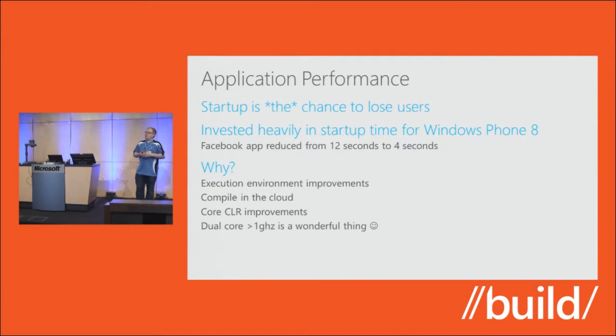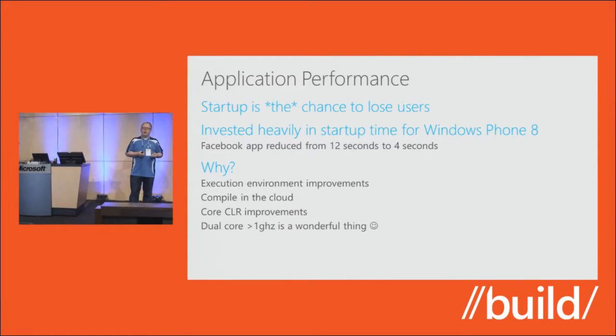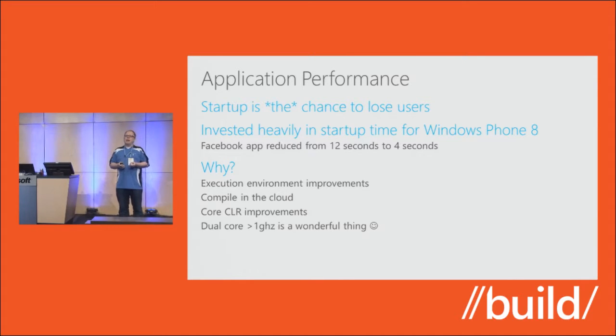We have something called Compile in the Cloud. I'll go into this in a little while. But Compile in the Cloud really enables us to optimize, so you're not jitting your code per se. We're actually compiling the code down to real binary code and running that directly on device, so it's optimized before it even runs there. The other thing we have is Core CLR.